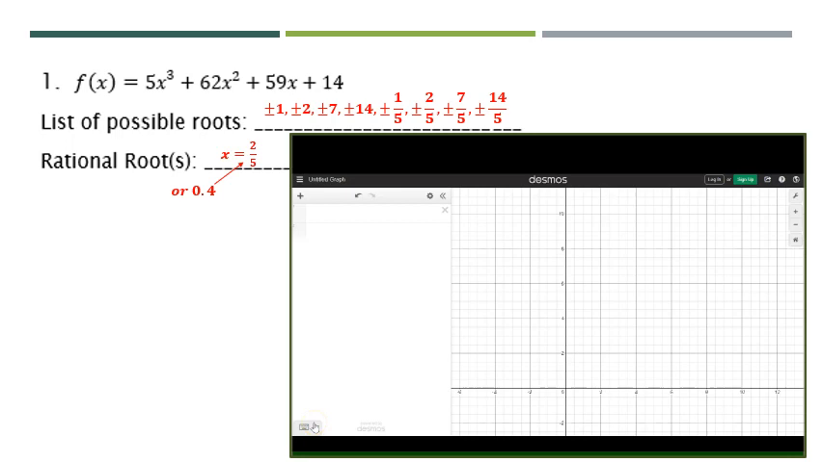For our next example, I'm going to show you a different way to use Desmos to evaluate your possible rational roots. And I happen to think this way is a little bit more efficient. So instead of typing in our function into the first line here, we're going to go to this plus sign where it says add item, and we're going to select table.